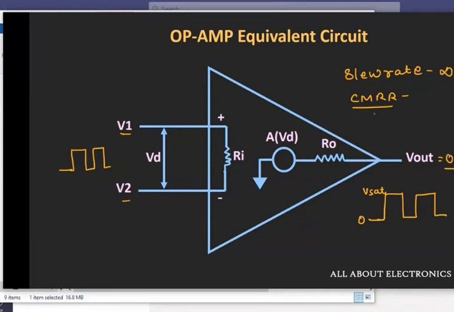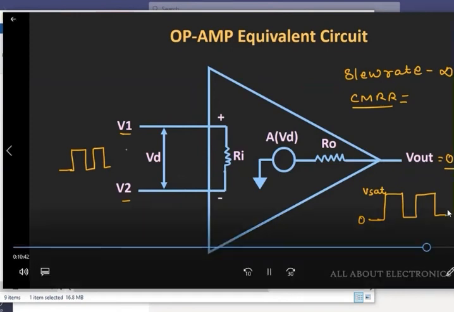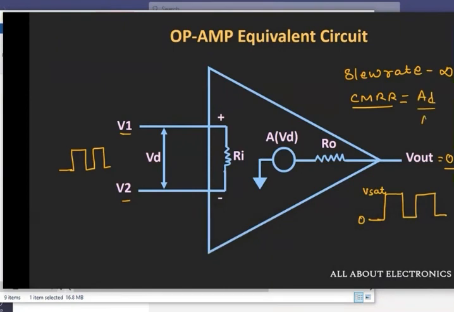So this common mode rejection ratio basically defines how well the op-amp is able to reject the common input voltages that are being applied to both its input terminals, and how well it is able to amplify the difference between the two voltages, and it is generally defined as the ratio of differential gain divided by the common mode gain. So for the ideal op-amp, the value of this common mode rejection ratio should be equal to infinity.